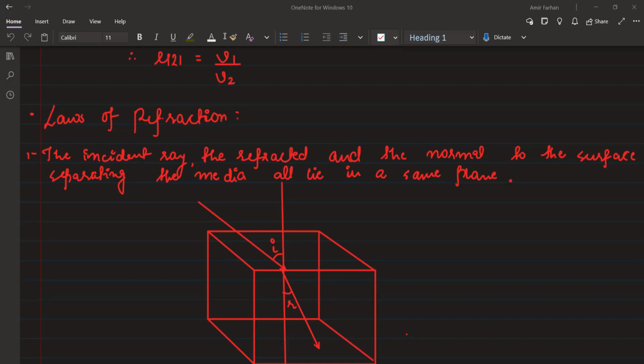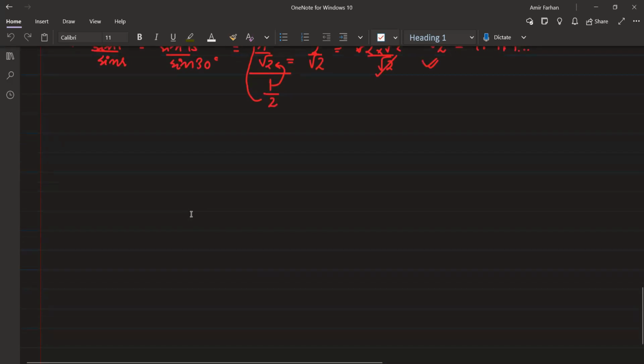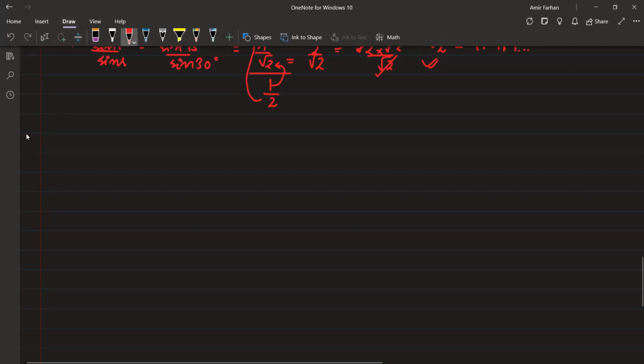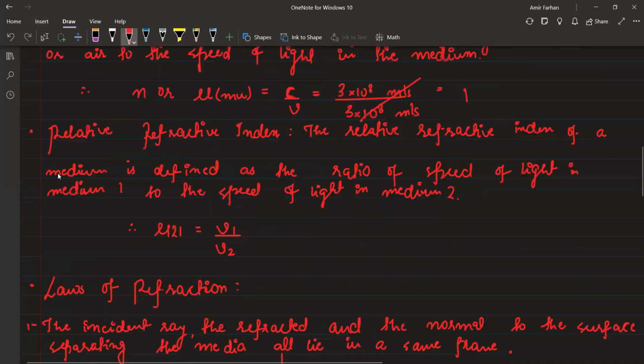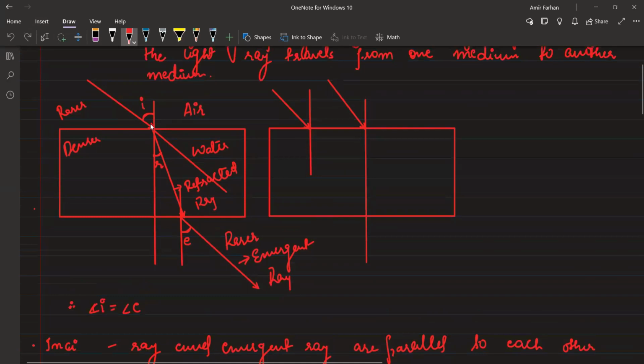Okay, let's start with the term. Let me write one definition here, which is lateral shift. Sorry, not lateral inversion, it's lateral shift. In the previous class, I told you that. Now you can see if the ray goes from one medium to another medium, it deviates from its path because the speed changes. Yes or no?